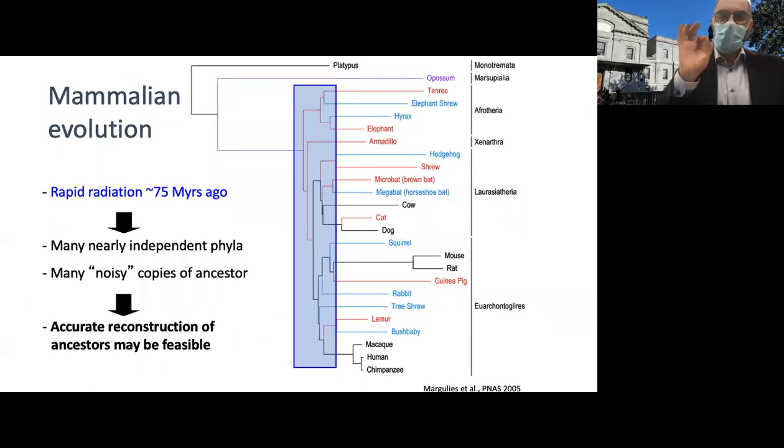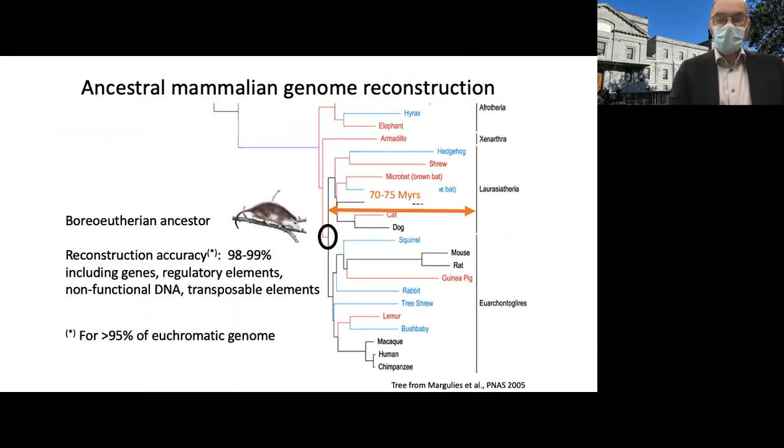Of course, we don't know exactly how accurately we can do that because we don't have access to those genomes, but we can perform simulations that let us estimate how well we can do this. And there are certain genomes, like this genome here that is called the Boreal Eutherian genome. It's this species that lived about 75 million years ago. That is the ancestor of human and of most mammals, except some of the early branching groups like elephants and so on.